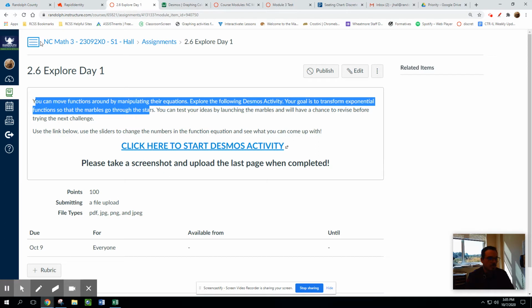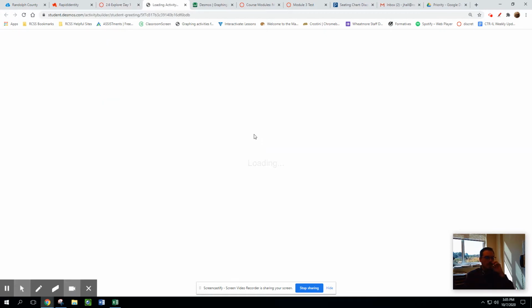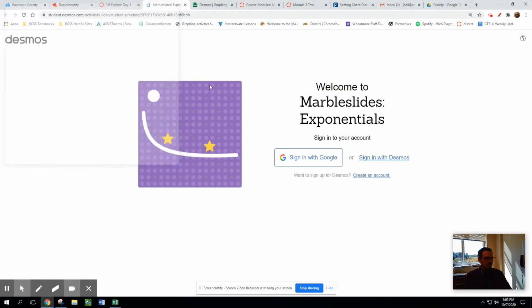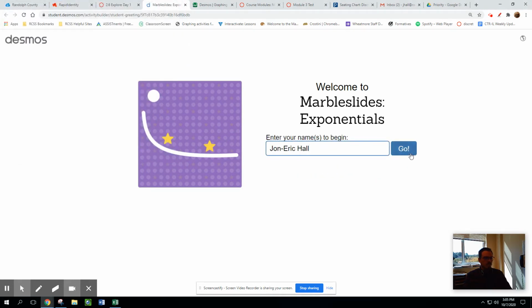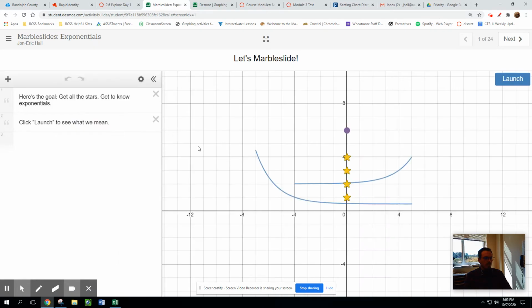Your goal is to transform exponential functions so that the marbles go through the stars. That's our goal. That's what we're going to do. You can test your ideas by launching the marbles, and you will have a chance to revise to try the next challenge. So here we go. Not physical marbles. This is all in a Desmos activity. So when you click it, it loads up. Make sure you sign in with your Google. That should take you to our classroom to let you get started.